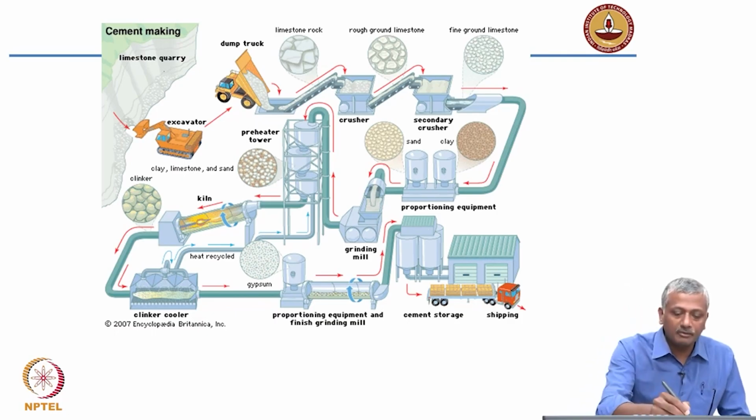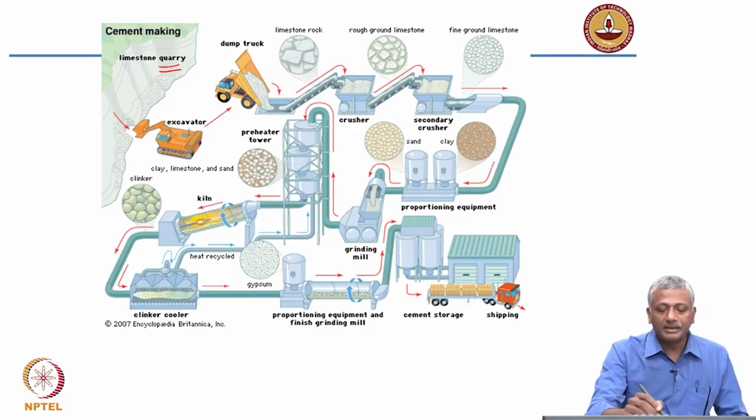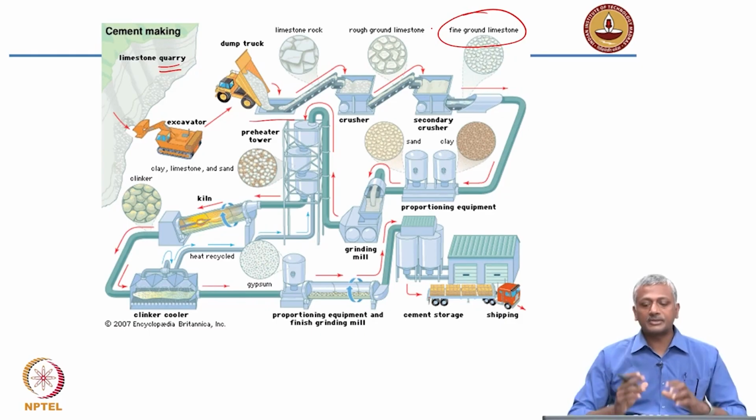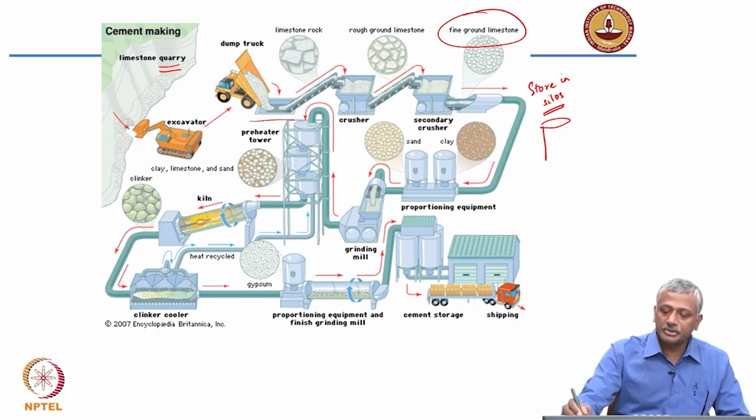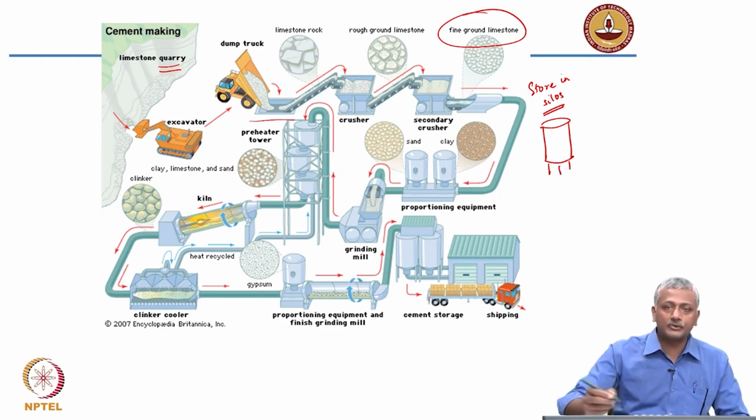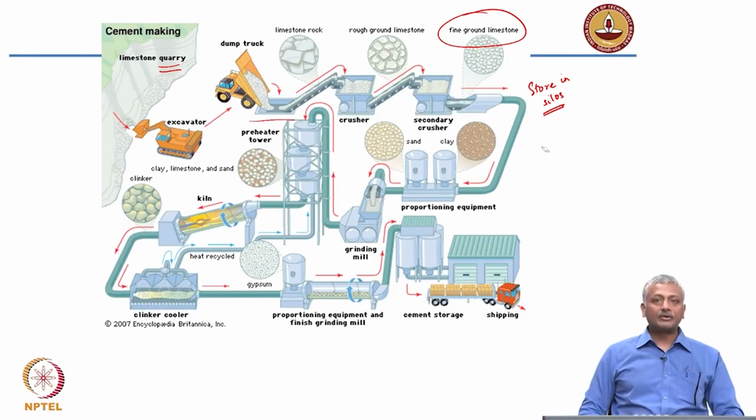This is basically a schematic that describes your Portland cement production process. You have your quarry from which limestone is extracted. After extraction, it goes through some crushing. You have a primary crusher, secondary crusher and so on. Finally, you get fine ground limestone of the right size, and that gets stored in silos. A silo is basically a vertical cylindrical structure. You might have seen silos for grain, silos for cement and other materials. So, you store the fine ground limestone in silos.